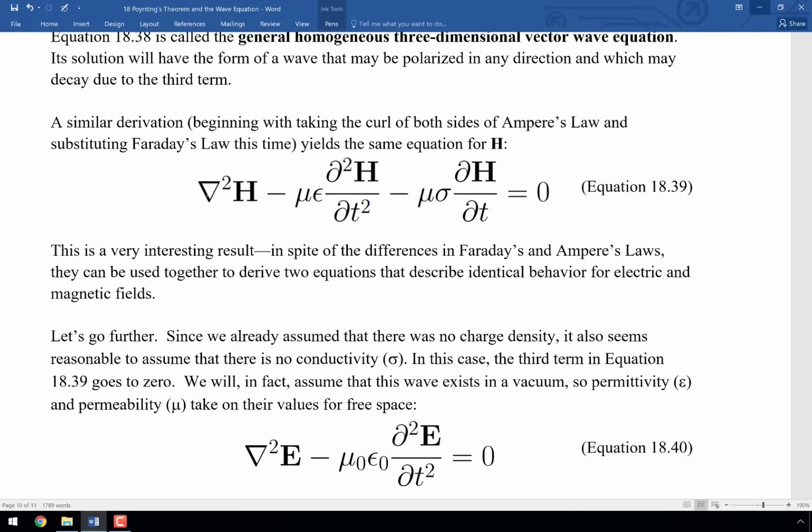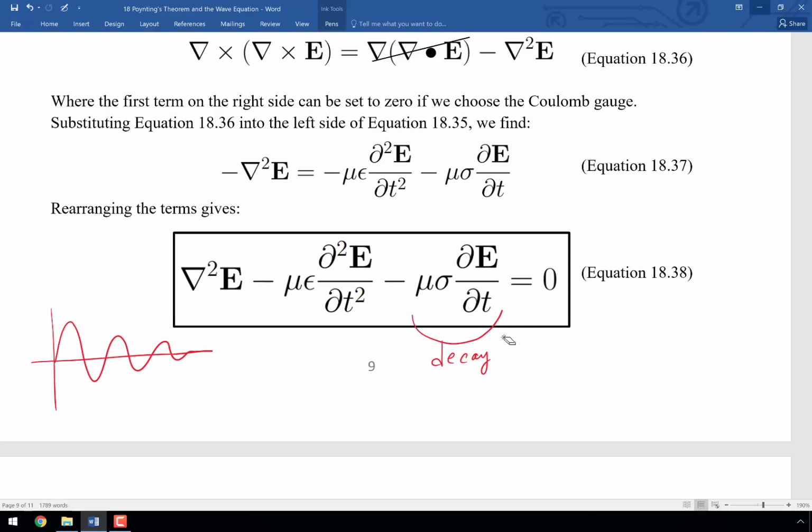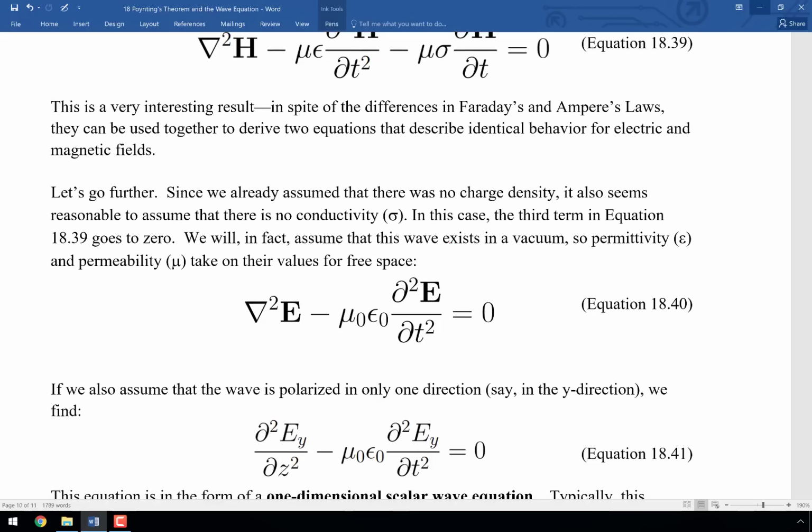We're going to go a step further. Since we already assumed that there was no charge density, it also seems reasonable to assume that there will be no conductivity. If there are no charges, it's difficult to have conductivity. Let me come back up here and mention that this decay term then is going to go to 0. So if this sigma goes to 0, then that whole third term is going to go to 0, and then I'm left with this equation, 18.40.